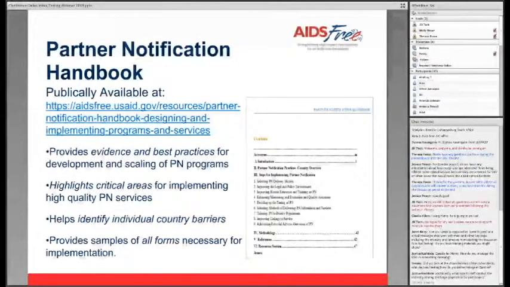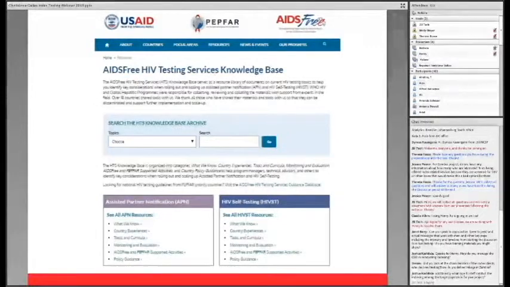The handbook includes very specific examples of how some of those 8 countries achieved that, and then we also included the forms and templates that could be used or adapted. All of that can be found on the AIDS-Free website. The handbook can be downloaded, printed, so it's a very user-friendly format.